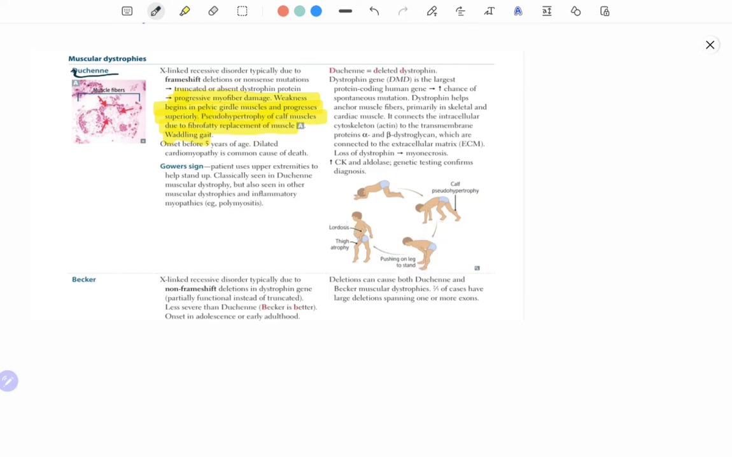And this is Duchenne, deleted dystrophin. The dystrophin gene is present on the X chromosome, as we have talked earlier. It is the largest protein coding gene.